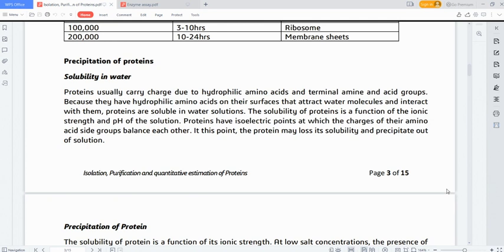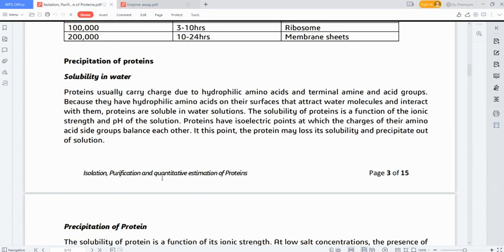Now, in precipitating the protein, we take into account the solubility of this protein. That's why we said one of the things you watch out for when you want to get out a protein is that you have to consider some of its characteristics. Now, we said proteins usually carry charges due to the hydrophilic amino acids and the terminal amines and carboxylic acid. You know that amino acids are charged, so when they are connected in proteins, the protein can equally be charged.